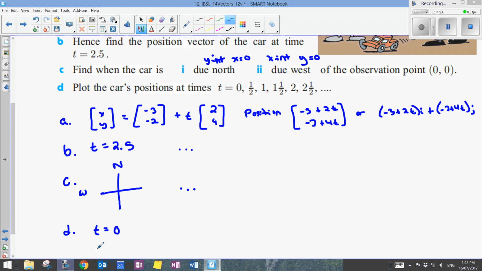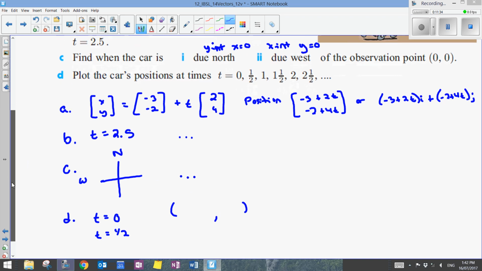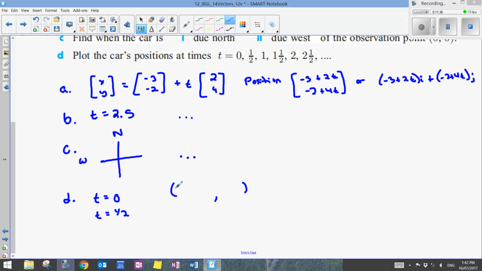So when time equals 0 and when time equals 1/2 and so on and so forth, you're going to get a position for each of those different times. Once you have a position for all of those times, so for example at 0, 0, negative 3 plus 0, my position would be negative 3. Negative 2 plus 0, negative 2, so that's my initial position.